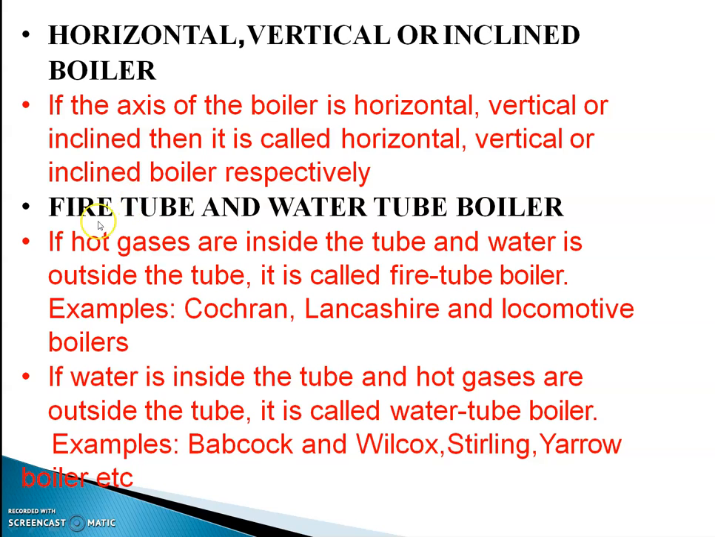There are two types of boilers: fire tube boiler and water tube boiler. If the hot gases are inside the tube and water is circulated outside the tube, it is called a fire tube boiler. Examples: Cochran boiler, Lancashire boiler and locomotive boiler. If the water is inside the tube and the hot flue gas is circulated outside the tube, it is called a water tube boiler. Examples: Babcock and Wilcox, Stirling, Yarrow boiler, etc.